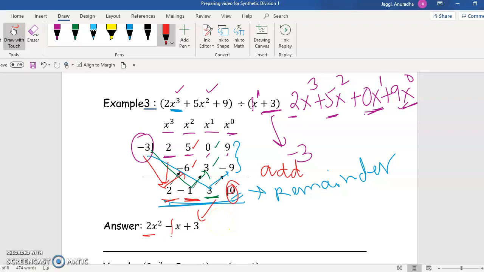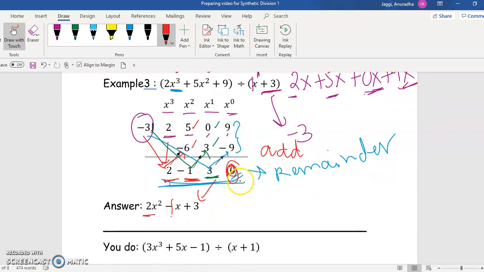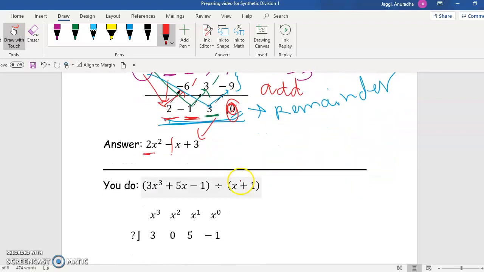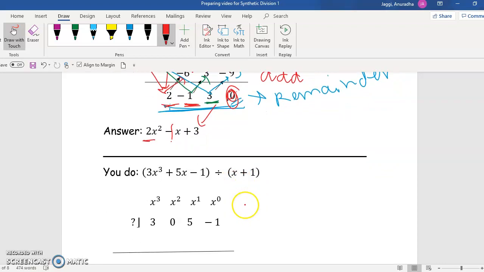This is a 0, just showing the remainder. Okay, so I think after looking at these 3 examples, you're ready for doing a question now.